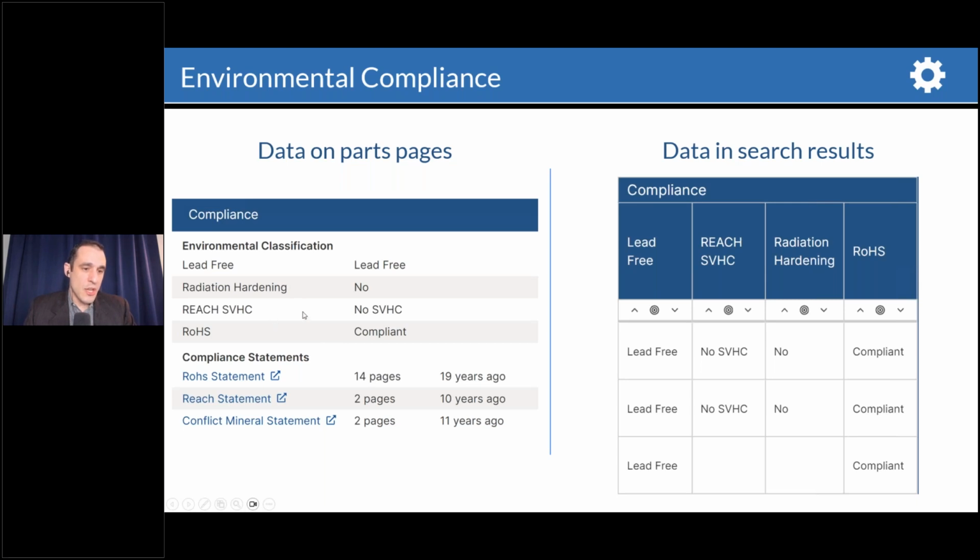We have REACH. REACH is listing whether or not this contains hazardous chemicals, whether or not the component is radiation hardened, and then you also have the manufacturer's RoHS, REACH, and conflict mineral statements. And as I said, on the right side here, you can see that all of this is searchable. So you can prioritize lead-free versus non-lead-free components in your particular design if that's the route you need to go.